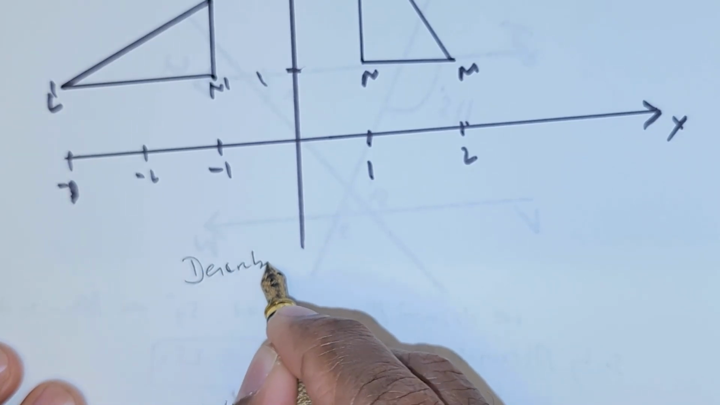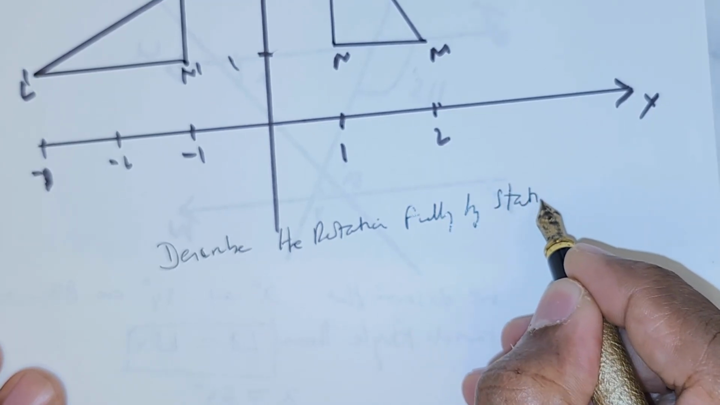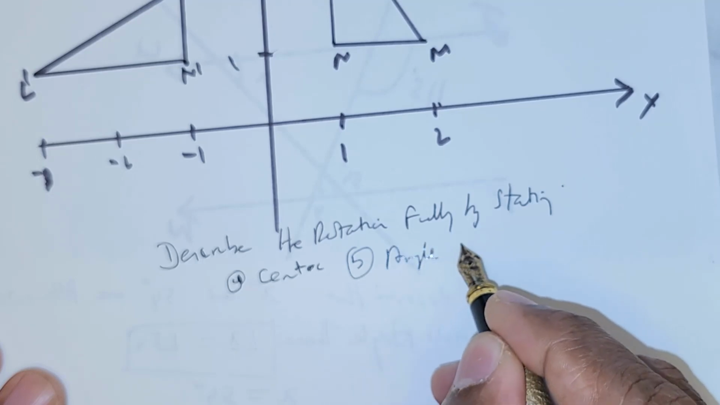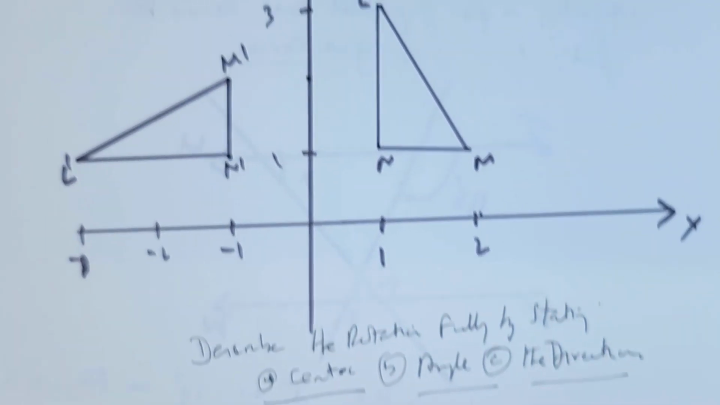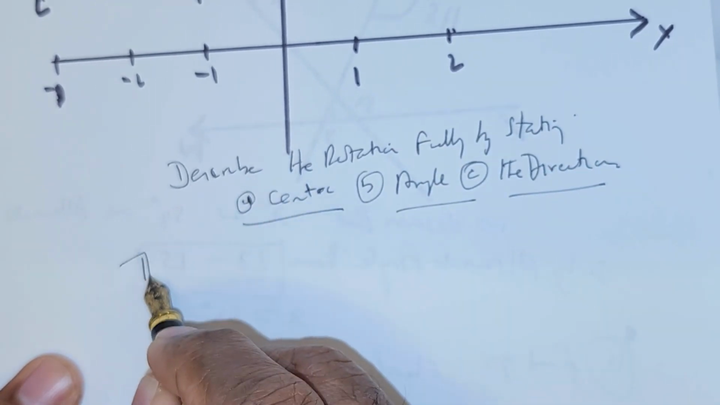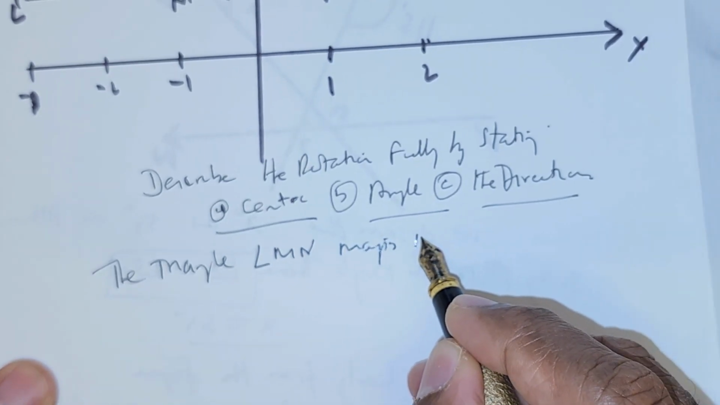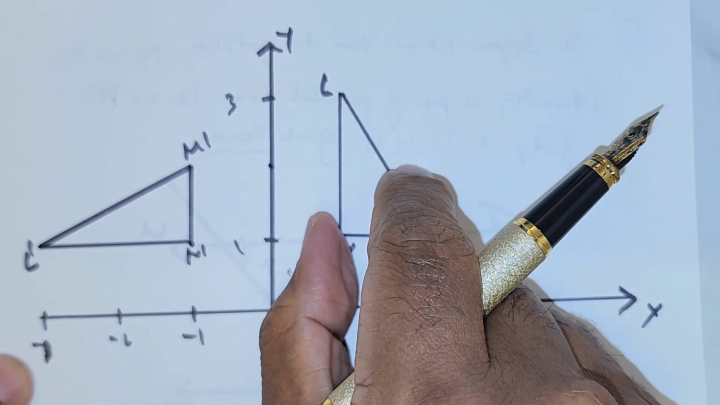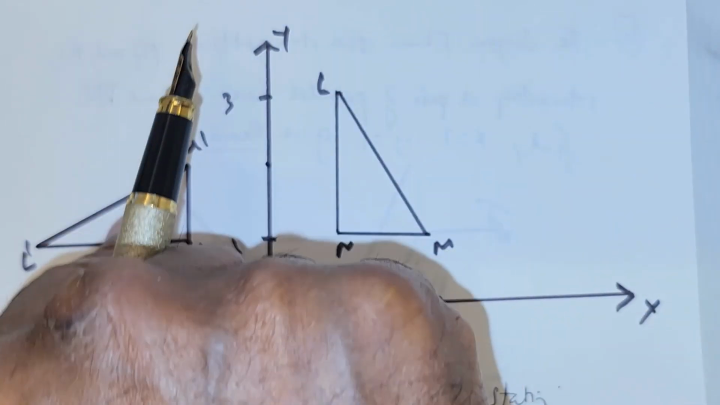Describe the rotation fully by stating center, angle and direction. Okay, so we will have to observe the figure. So first observation, this is a triangle. The triangle LMN maps onto its image L dash, M dash, N dash. So you see here, this is the triangle, and this becomes this. How? You have to rotate it like this. This is clockwise rotation, but this is anti-clockwise rotation.